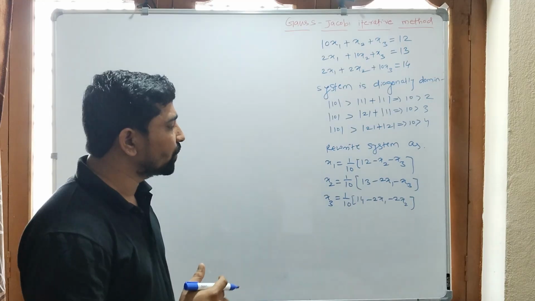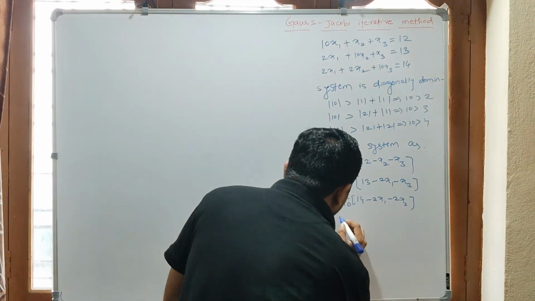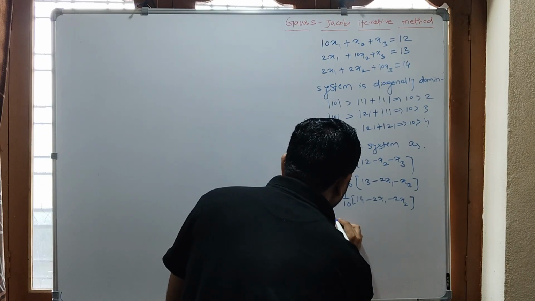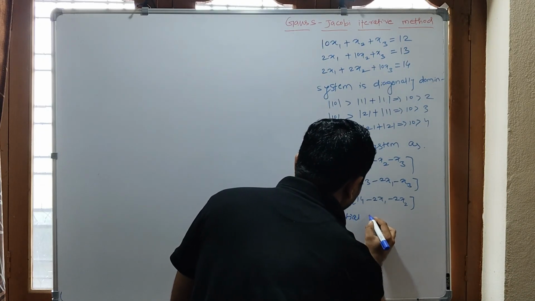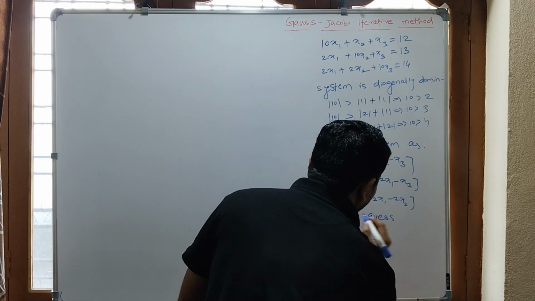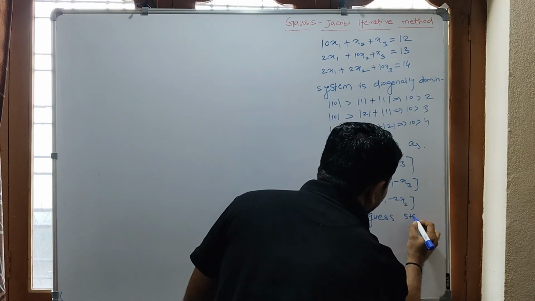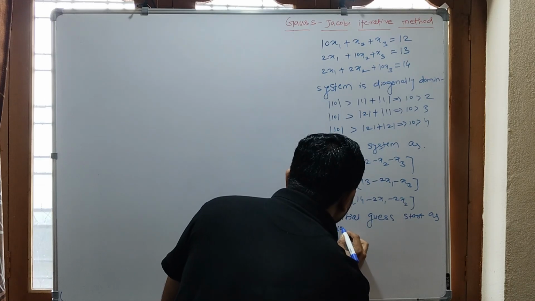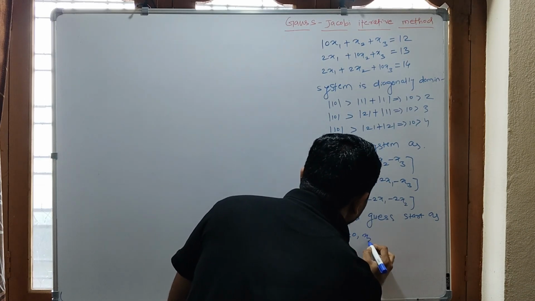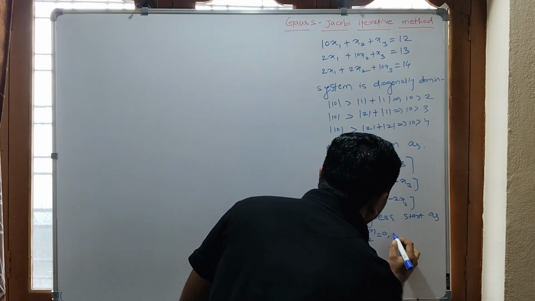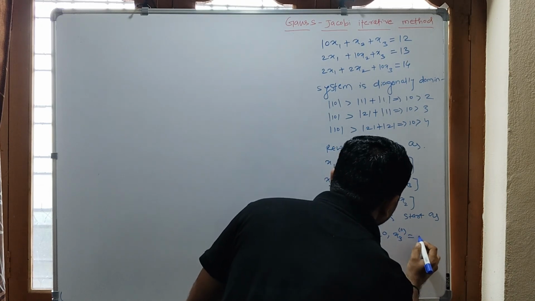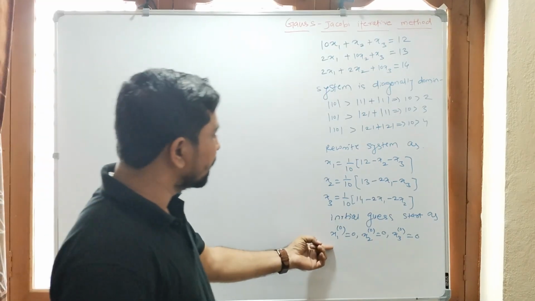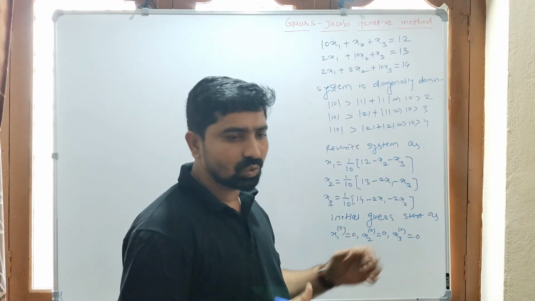Now in the third step, take the initial guess. Here the initial guess is to start as x1 at 0 is 0, x2 at 0 is 0, and x3 at 0 is 0. So this is my initial guess: x1 at 0 is 0, x2 at 0 is 0, x3 at 0 is 0.